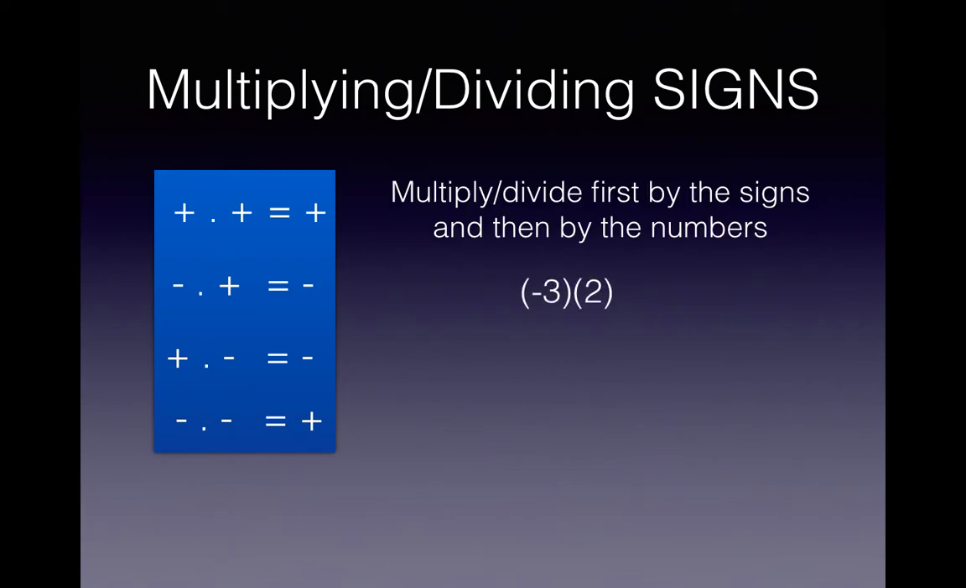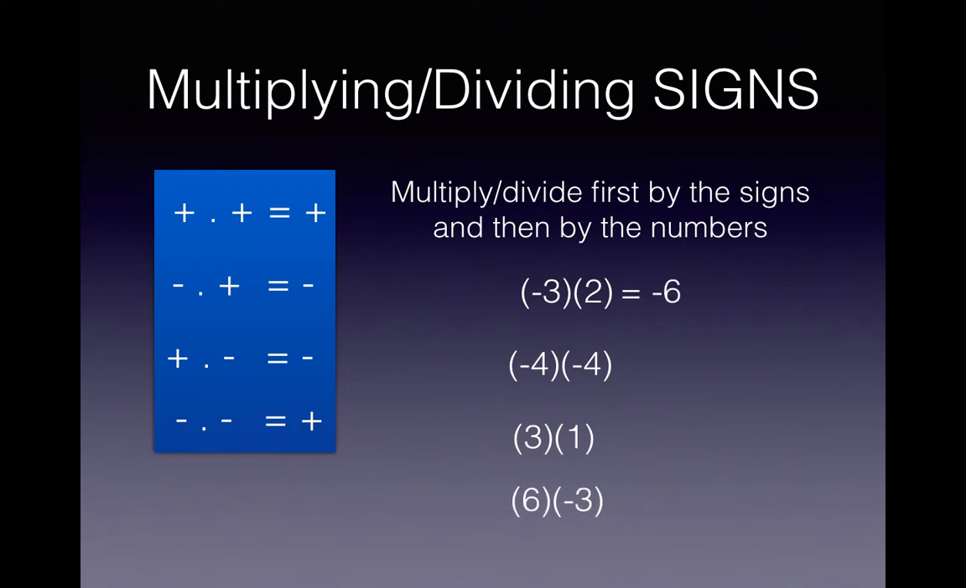The first one, this is minus 3 multiplied by 2. So it's minus 3 by plus 2. Start with the signs. Minus by plus, that's a minus, and 3 by 2 is 6. So the answer should be minus 6.